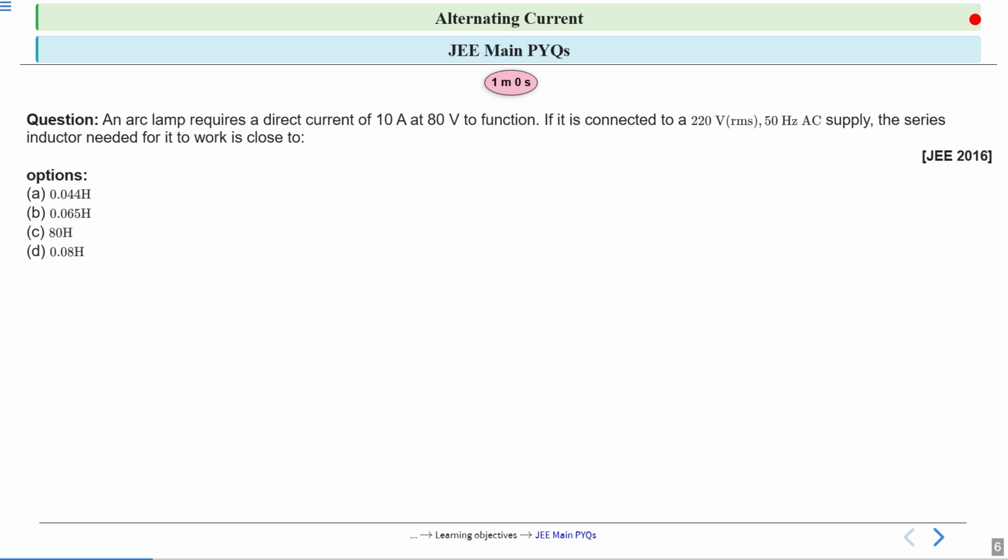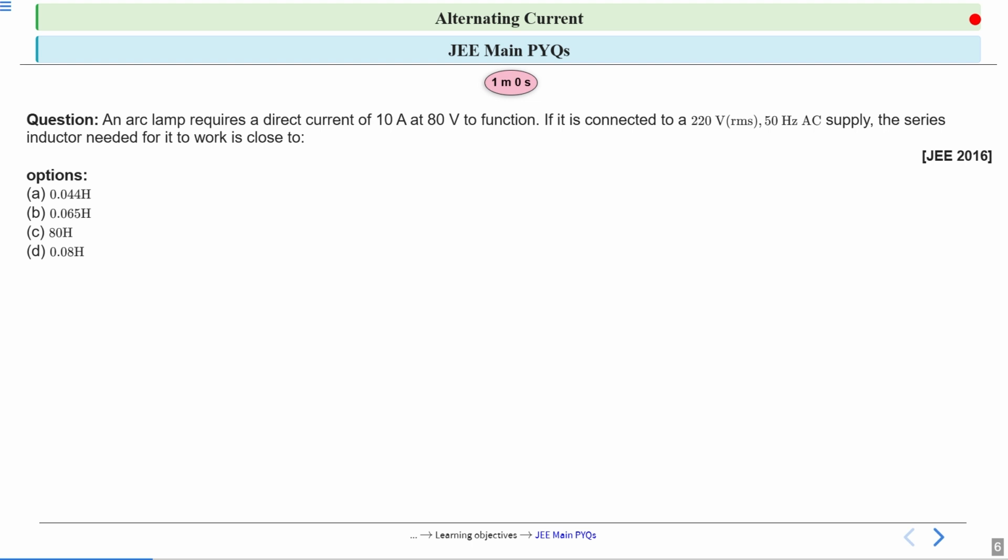An arc lamp, second question. An arc lamp requires a direct current of 10 ampere at 80 volt to function. So an arc lamp is operating on direct current of 10 ampere and DC voltage of 80 volt. If it is connected to an AC supply having RMS voltage 220 volt, the series inductor needed for it to work is close to.